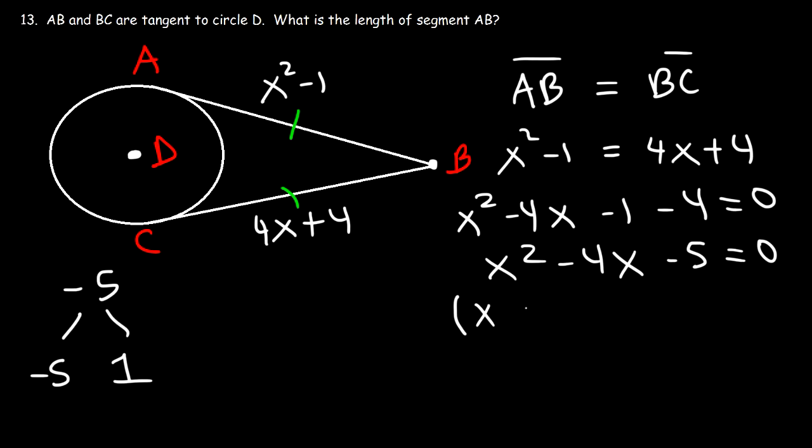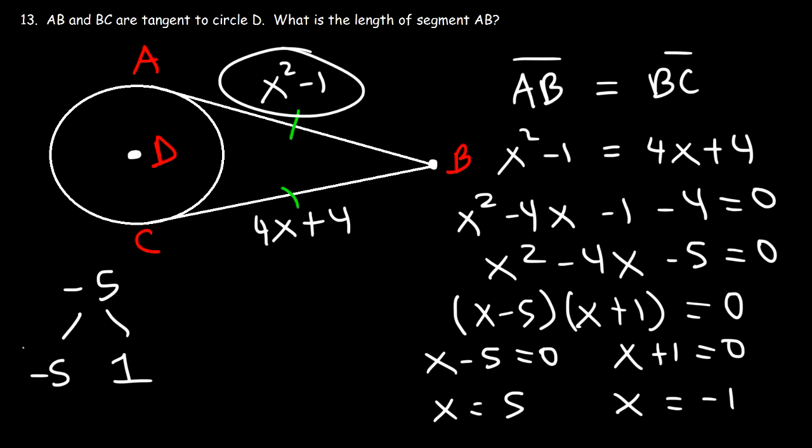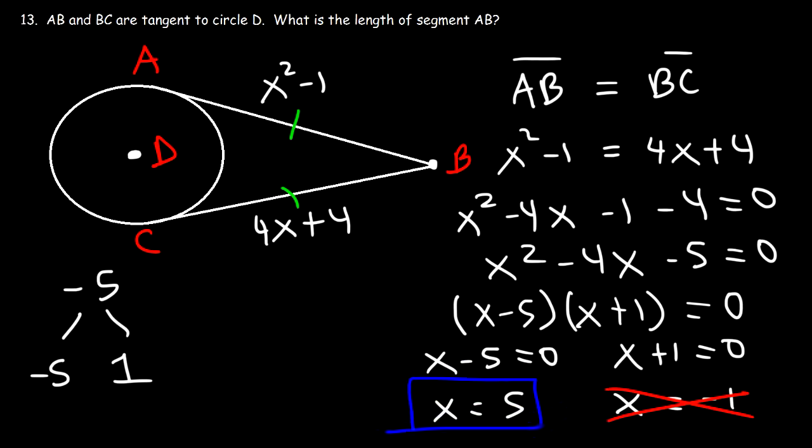So we can write the factored expression like this: x minus 5 times x plus 1. That's equal to 0. So let's set each factored expression equal to 0. So we can see that x is equal to 5 and x is -1. Now if x is -1, -1 squared minus 1 is going to be 0. And 4 times -1 plus 4, that's going to be 0. So we won't really have a tangent segment if the length is equal to 0. So therefore we're going to get rid of this answer. So we're going to go with x is equal to 5.